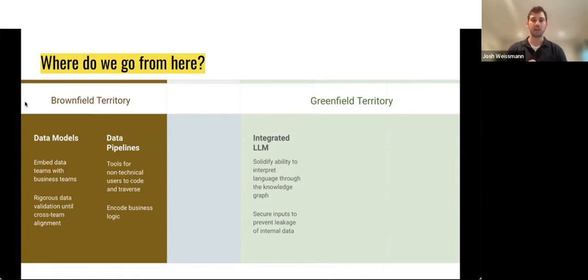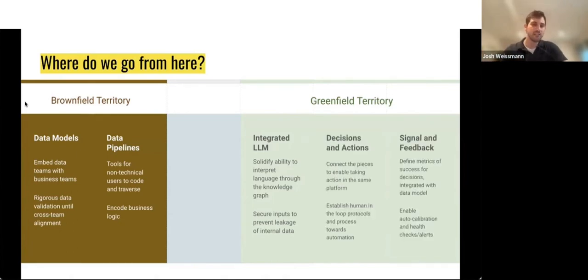Major companies are now working in this space. In addition, being able to literally connect the LLM to the data lake, to the data model, is an open problem that many people are working on. In addition to that, you have decisions and actions, and signal and feedback, and all of these are spaces that have not yet been well understood. It's the scary part of AI, when it can actually take the action.